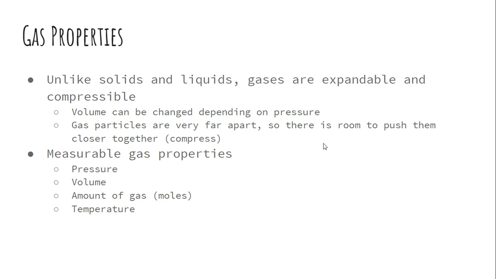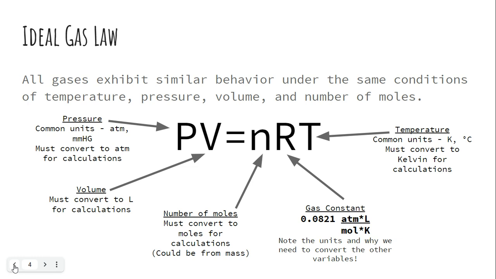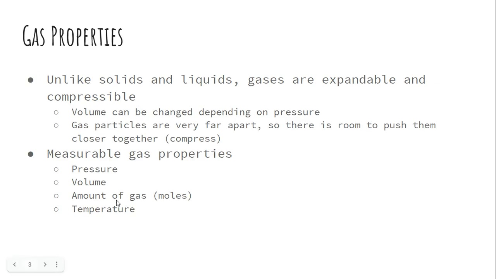So the 4 properties that we can measure are pressure, volume, amount of gas, which we measure in moles, and the temperature. All of this goes back to the idea that gases can be expanded or compressed. Because the particles of gases are so much further apart under normal conditions than solids or liquids, there's a lot of room between them. So because of that, we can compress the particles closer together.